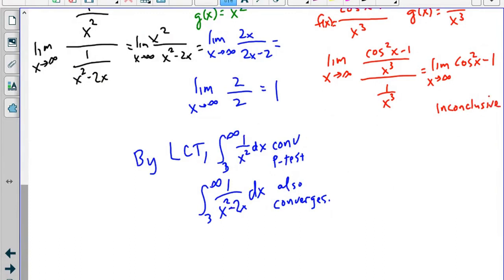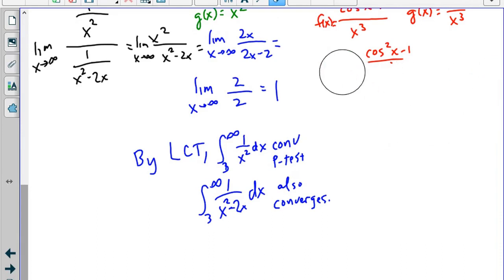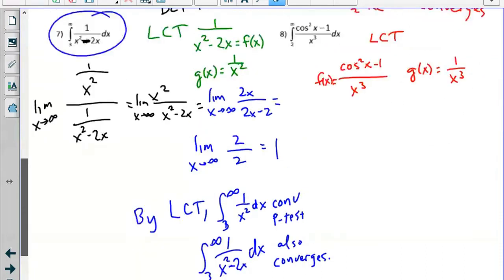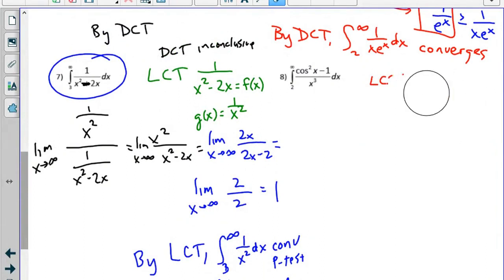And the reason why it's inconclusive is that we know that it's bounded. We know that cosine squared of x is bounded between 0 and 1, but it doesn't actually give us a legitimate value, so we can't use this test. So let's use the direct comparison test.